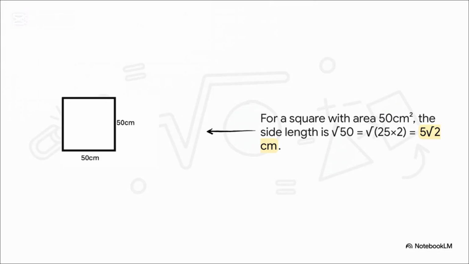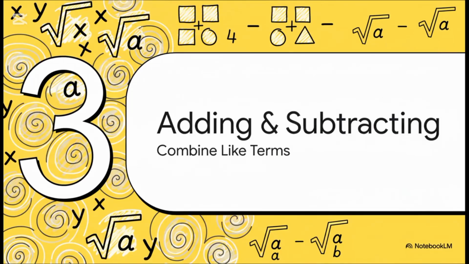Perfect. Okay, so remember that question from the very beginning about the square? The side length was the square root of 50? Can we simplify it? You bet we can. What's a perfect square factor of 50? Well, 25 is perfect. So root 50 is just root 25 times 2. Split it up. Root 25 times root 2. And that gives us 5 root 2 centimeters. See? Super useful. Awesome job.